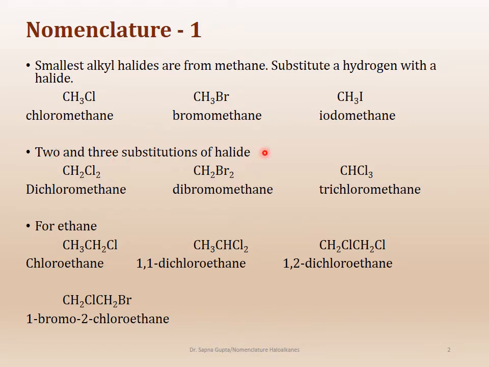If you had 2 or 3 substitutions of the halide on methane, then this is what it would be. So if you had CH2Cl2, it would be dichloromethane, CH2Br2 dibromomethane. And then if you had 3 substituents or 3 hydrogens replaced by chlorine, it would be trichloromethane. In case of ethane, you can have 1 substituent, in which case you have chloroethane.